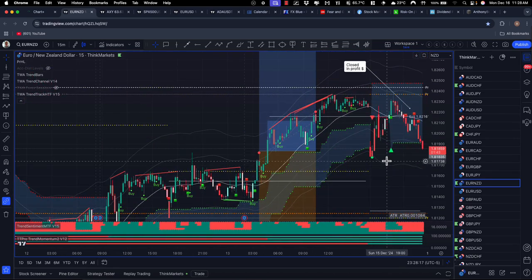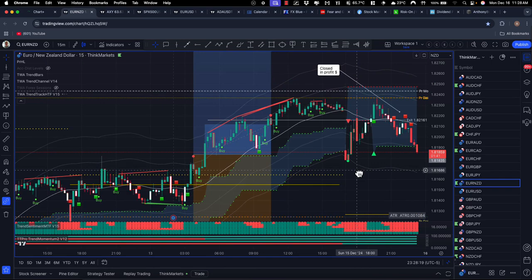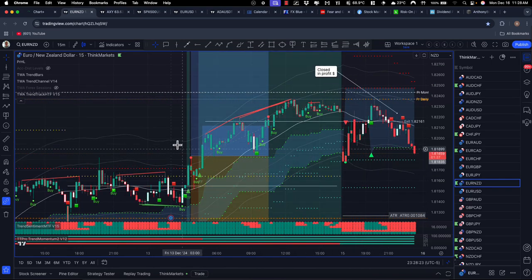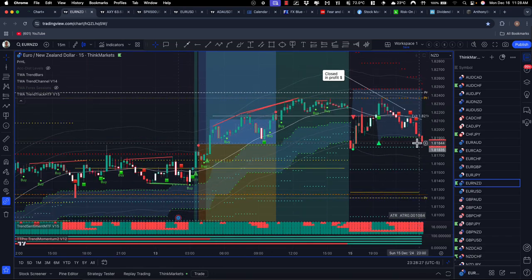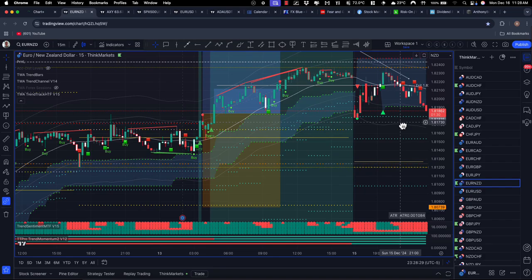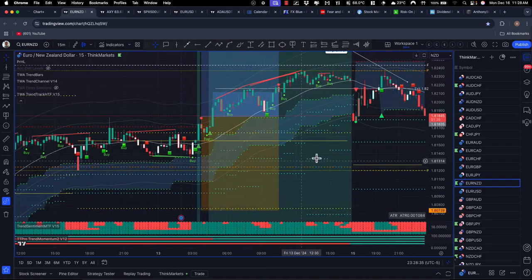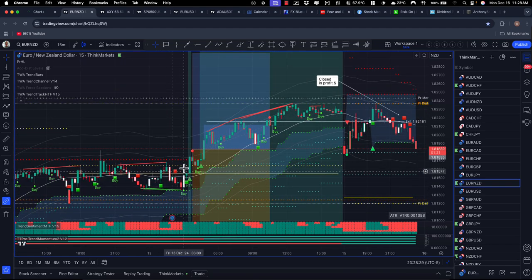I'll do it. All right, this one here, Euro New Zealand. This one entered on this green zone. See, this is the kind of setup we want. And again, I'm still tentative with my tight stops. I tend to be stretching out my stops. In any case, that was a nice entry.